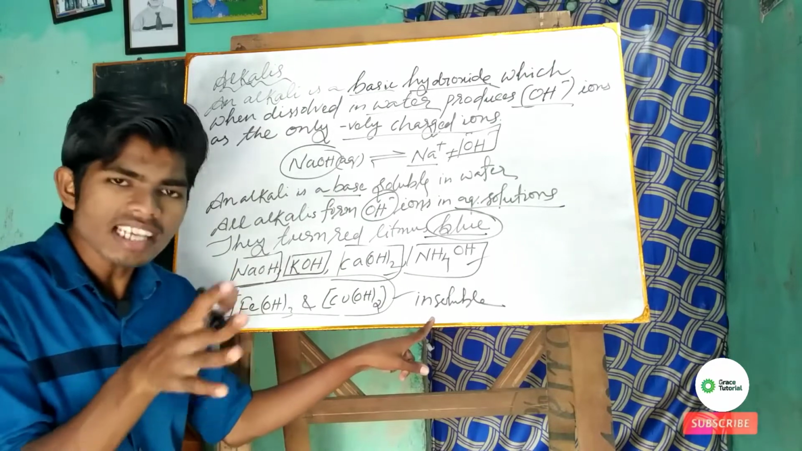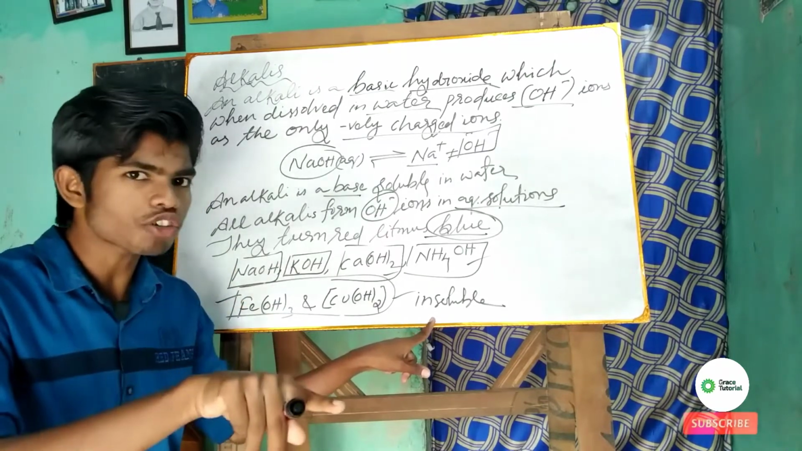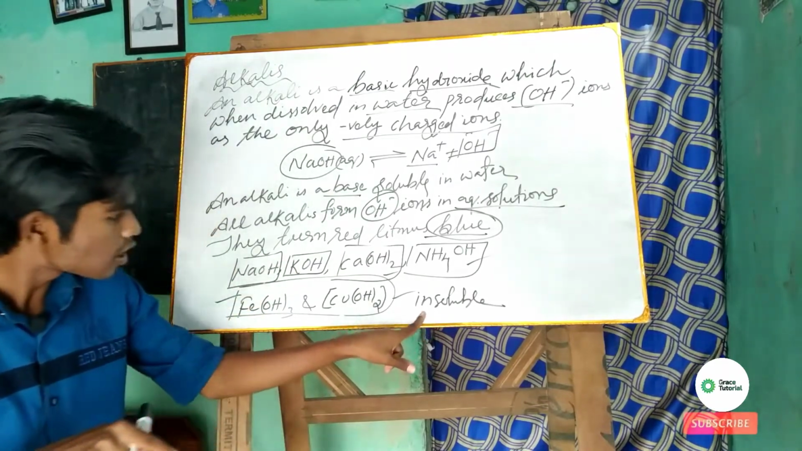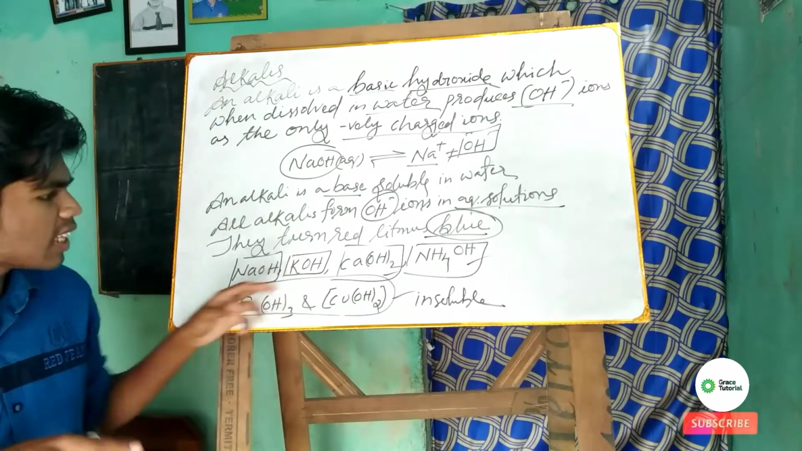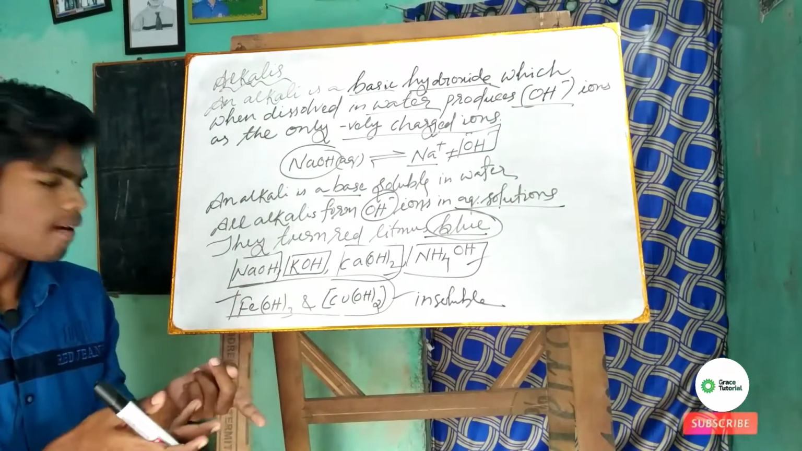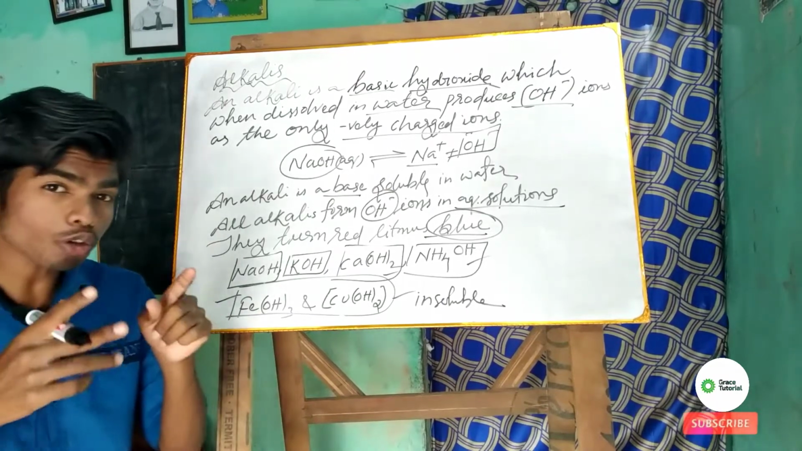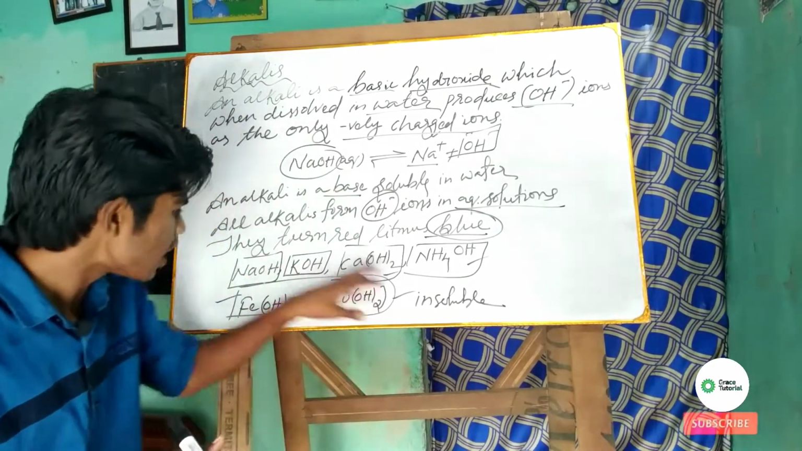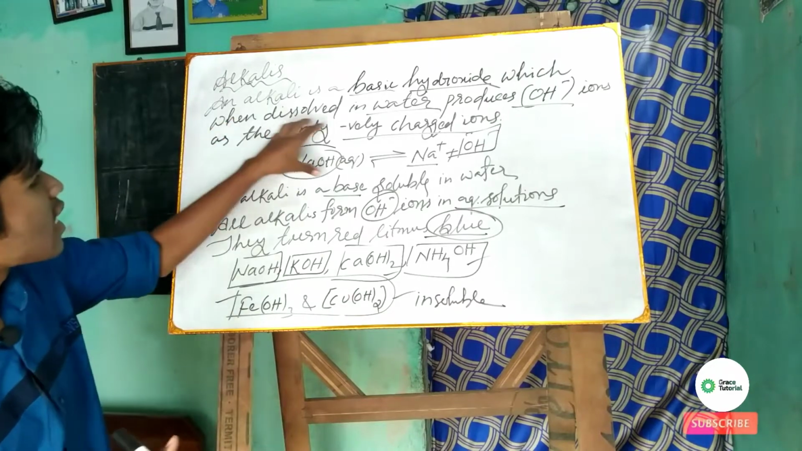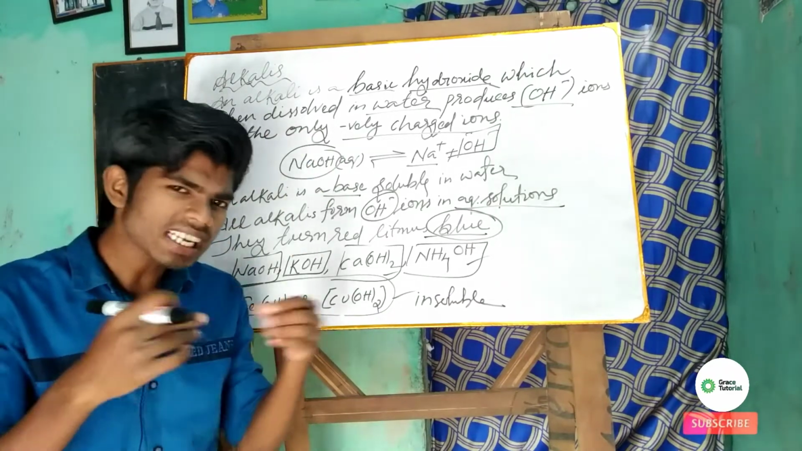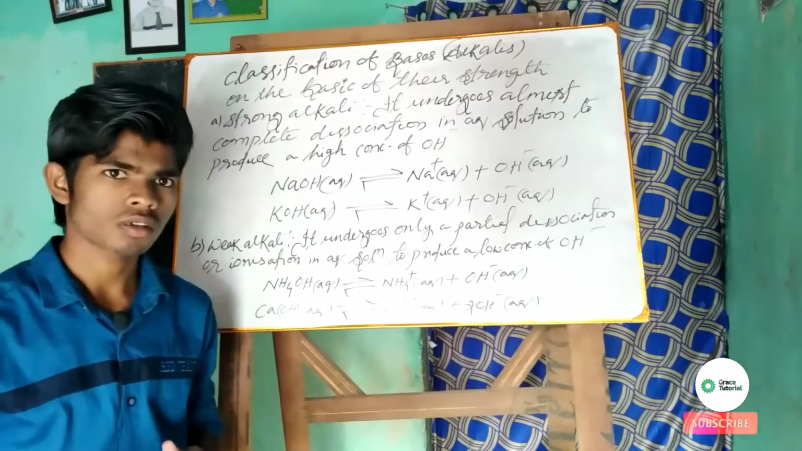That means an alkali is a base which is soluble in water. If the base is soluble, then it is called an alkali. So we need to remember here that all alkalis are bases, but not all bases are alkalis. So that's all about the alkalis. Now we will discuss the classification of alkalis.